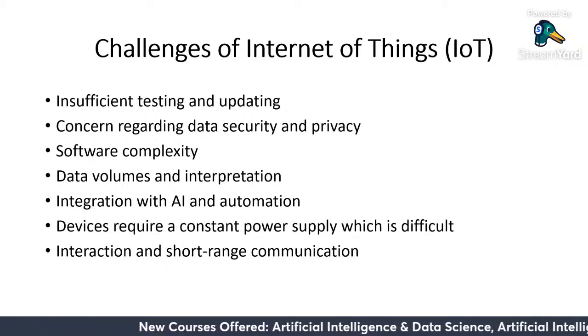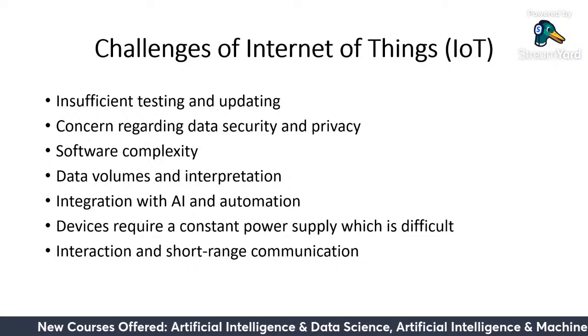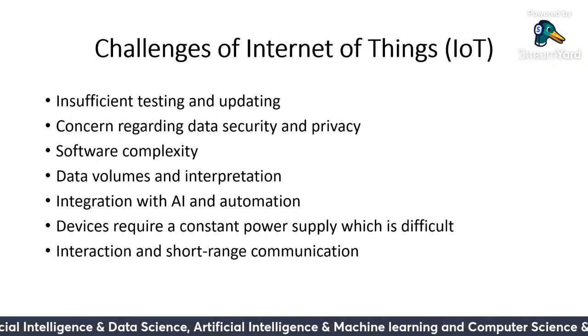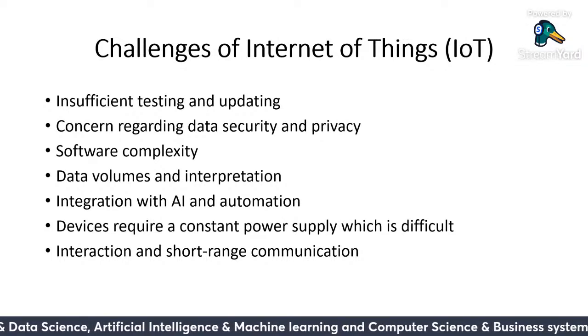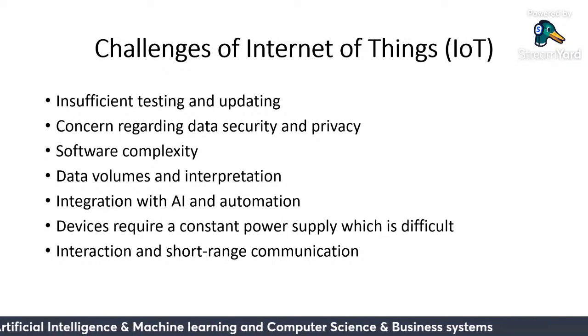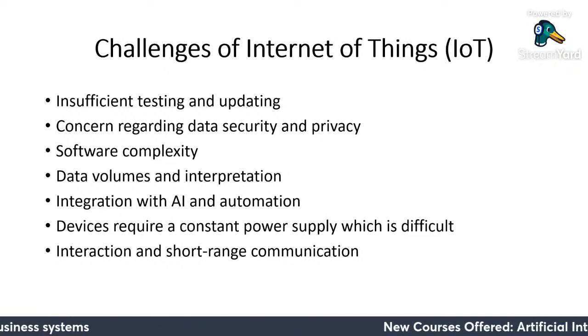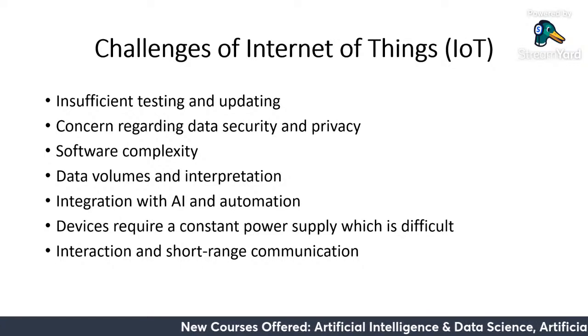And it is also difficult to integrate this with AI and automation, such as software integrated with hardware. And the device requires a constant power supply, which is difficult to maintain. For example, if the system requires 5 volts and only gets 3 volts, the system doesn't operate. If the system gets about 12 volts, it just short circuits because it only requires 5 volts.